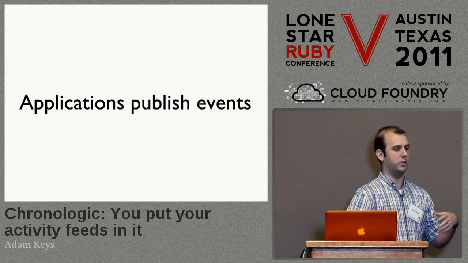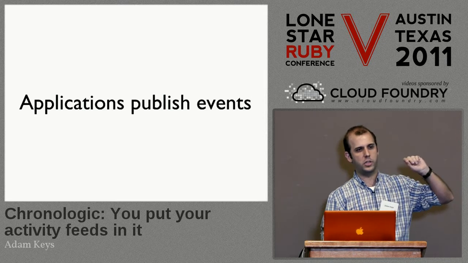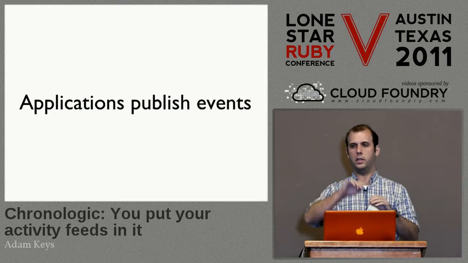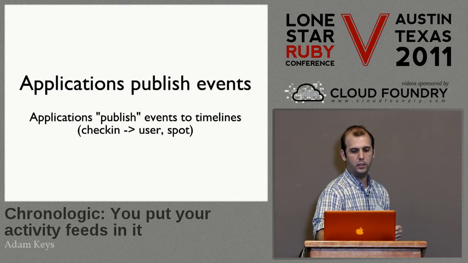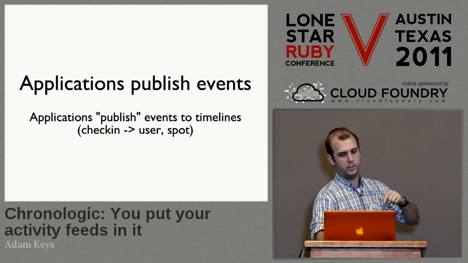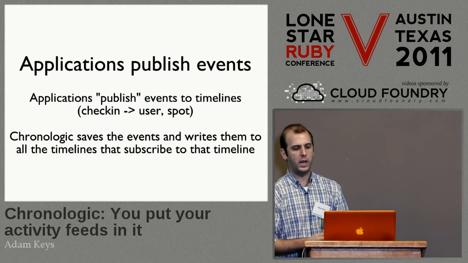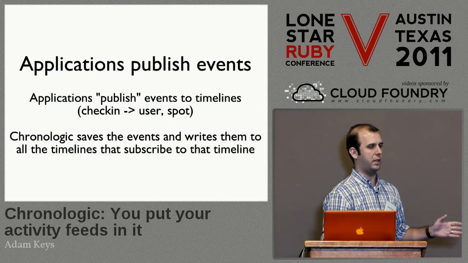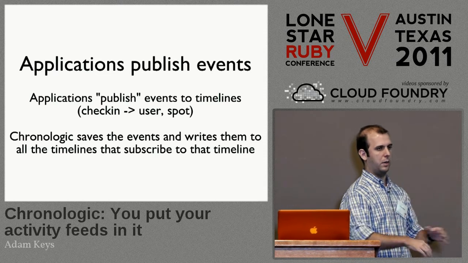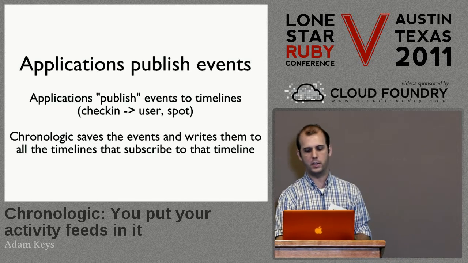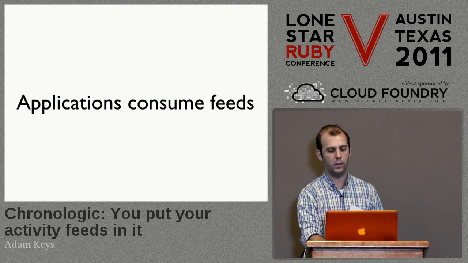So applications publish events. You've got some application that's using Chronologic. Whenever someone checks in or creates a new document or pushes something, then an event is created in Chronologic. And that's called publishing. In Gowalla, we publish check-ins to users and spots. Chronologic saves those events off and then writes them to all the timelines that subscribe to that timeline. So it handles checking the subscribers and fanning out that write to a bunch of indexes. And then applications consume those feeds that were created by Chronologic.